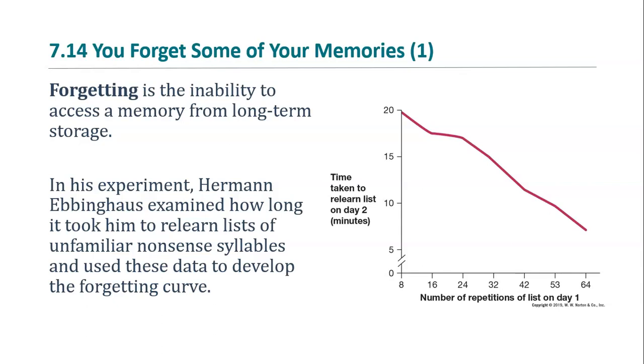And what he found was that the number of times he had practiced it on the first day corresponded to a faster time, that is, fewer errors, learning it on the second day. So you can see from the graph that as the number of repetitions, the number of times he practiced the list on day one, increased, the time it took him to relearn the list on the second day would be less and less each time.